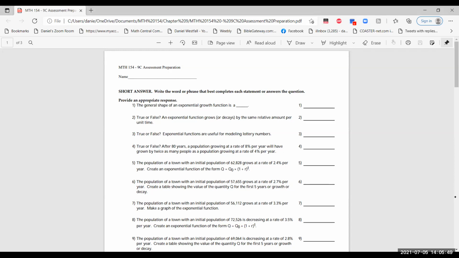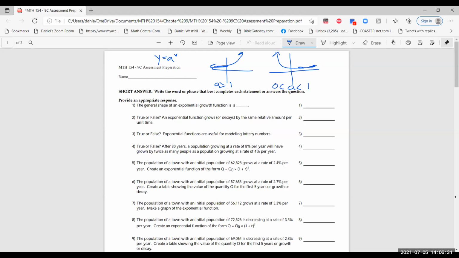They generically have a shape that looks like this if the base is positive and greater than 1. If the base is positive and between 0 and 1, they have a shape that looks roughly like this. So I'm going to say y equals a to the x. This is if a is greater than 1. This is if a is between 0 and 1, not included.